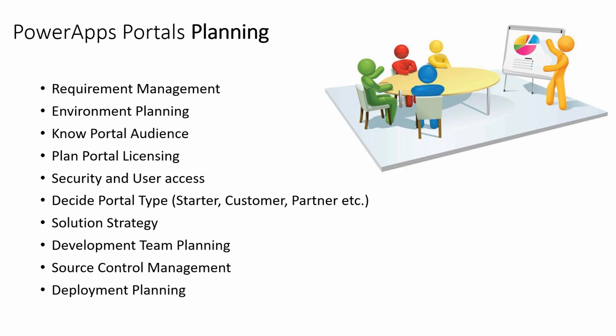So being a requirement gathering team, you need to understand whether we need to implement this particular requirement using a portal or not, right? Environment planning is also an important thing. It depends on the projects, or it depends on the organizations as well, like how many environments you are adopting, right?